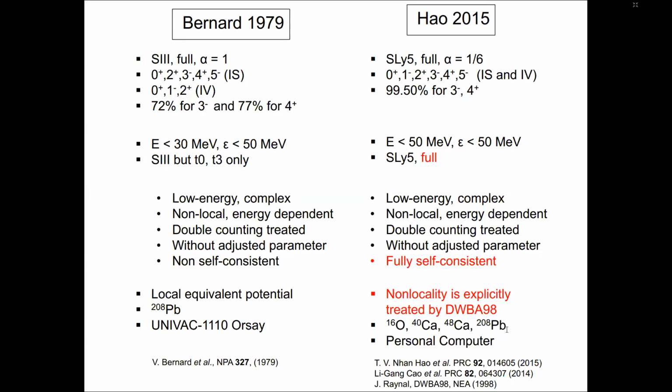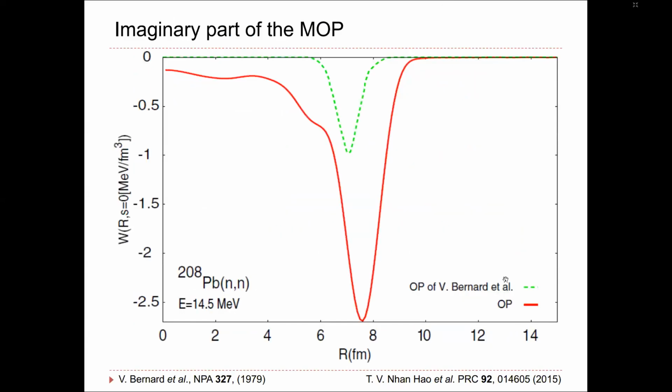Then, for example, I compare what I obtained with the pioneering work of Van Zyl. The imaginary part of the optical potential of Van Zyl is the green line, and my obtained result is the red line. You can see that I have a much stronger absorption at the surface, and I also have absorption inside, at 15 MeV.